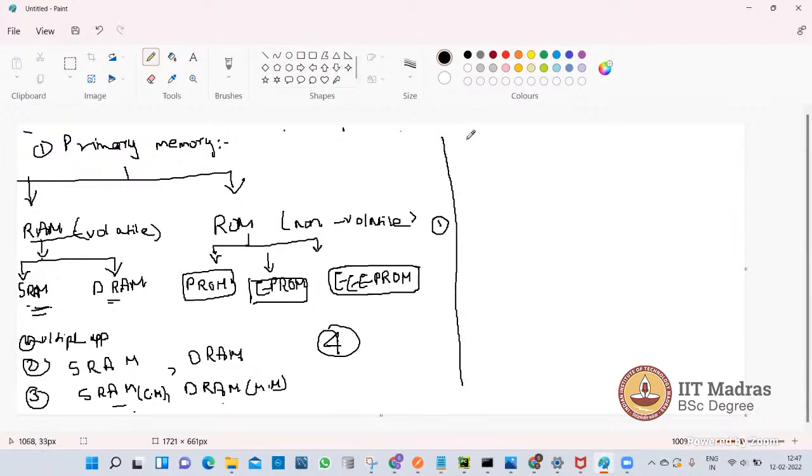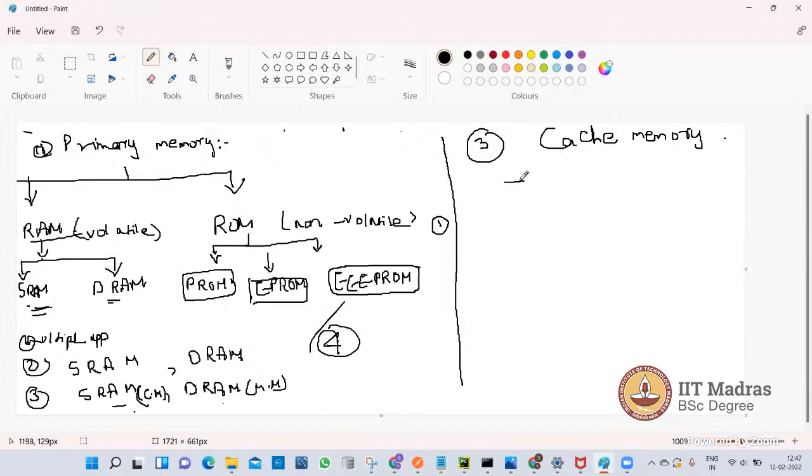So the second was, this was the second from the bottom, right? Third was the cache memory. So what is a cache memory? As we have discussed, SRAM is used as a cache memory, and DRAM is called the main memory. Why is it so? Let me explain what cache memory is.